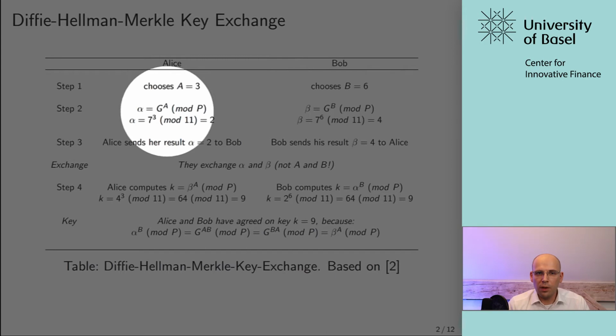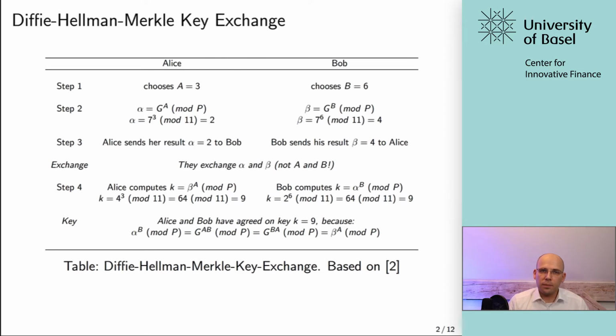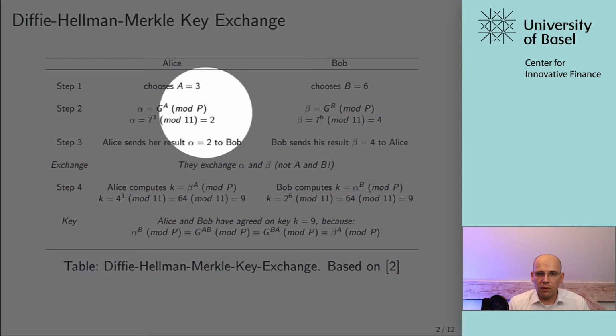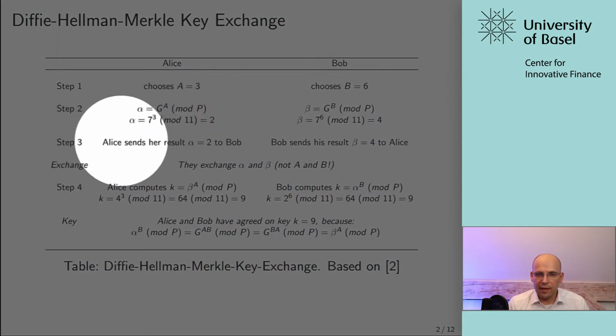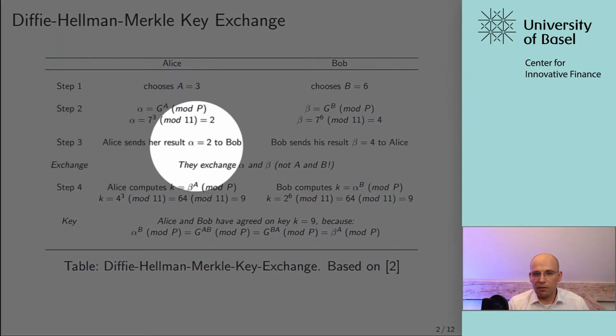So step 2. Alice will compute alpha, and alpha is just the generator to the power of a, all mod p. And in our example, that's 7, the generator, to the power of 3, which is a, the number she's chosen, mod 11, where 11 is p. 7 to the power of 3 mod 11, when you compute that as we did in the last lecture, you will end up with 2. Alice then takes this value alpha and sends it to Bob.